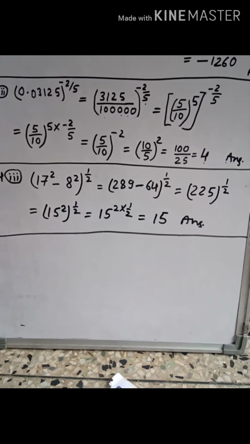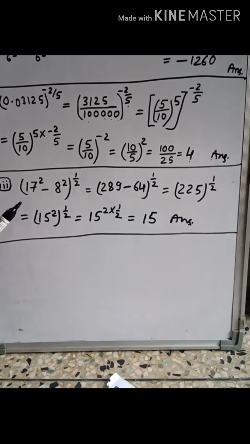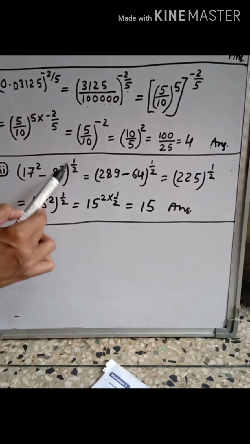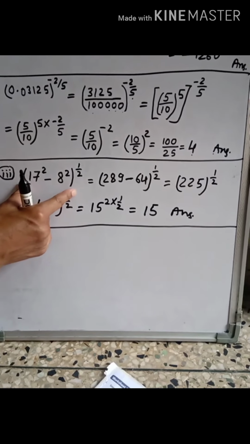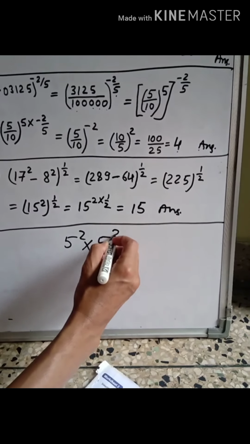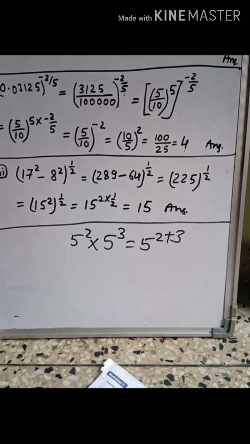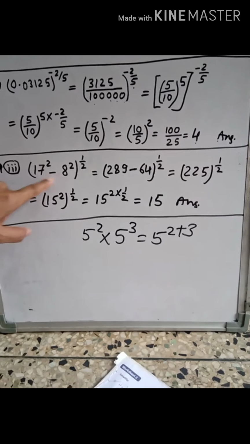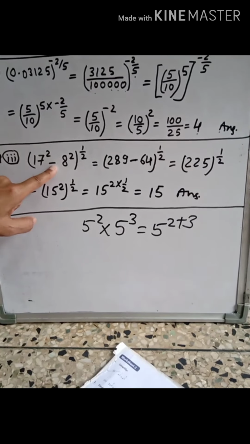Now question number 4, you see, one I am solving. There are also 4 questions here. The third one I am solving. 17 square minus 8 square, whole to the power 1 upon 2. Now you are thinking, can we apply any law here? What we have learned is of this type: 5 square multiplied by 5 to the power 3 is equal to 5 to the power 2 plus 3. Such types we have learned. But you see, here there is a negative sign. For a negative sign in between, there is no law. For negative and positive there is no law.